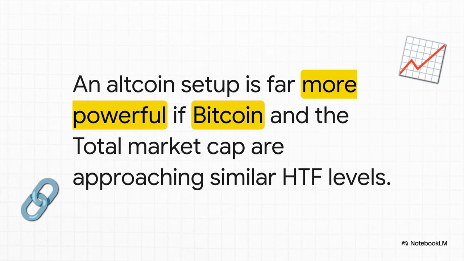And here's another critical layer of context. Always check the majors. An amazing setup on some altcoin becomes 10 times stronger if you look over and see that Bitcoin is approaching its own key high time frame level at the same time. Think of the majors as the wind at your back. They provide that tailwind that can turn a good trade into a great one.